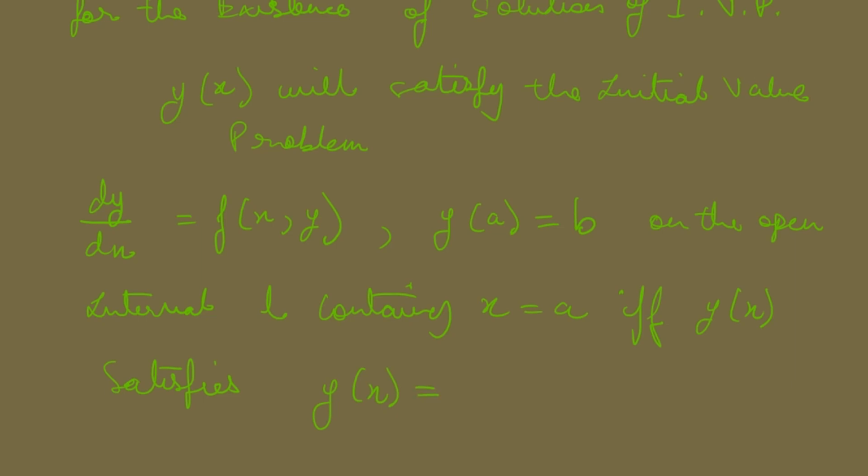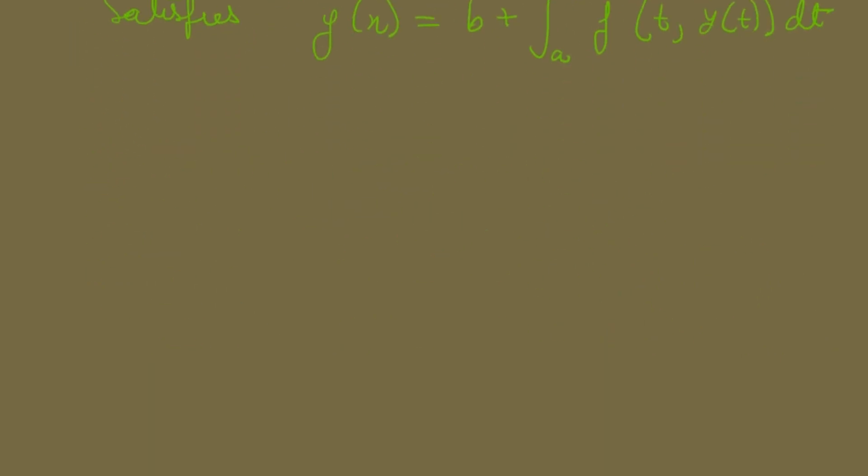y of x is equal to b plus the integration from a to x of f of t comma y of t dt, for all x belonging to I. If the function y of x satisfies this equation 1, then clearly y of a is equal to b.